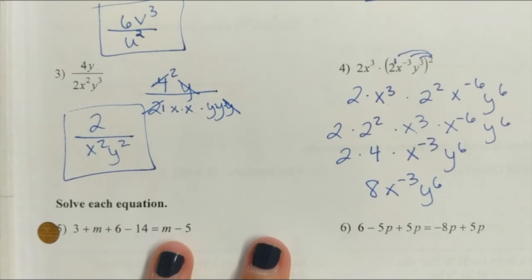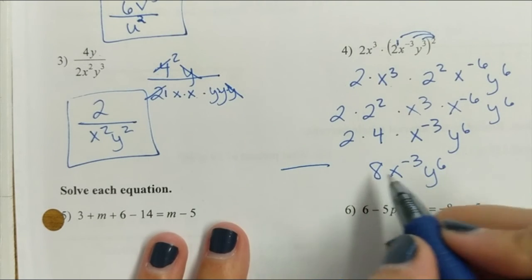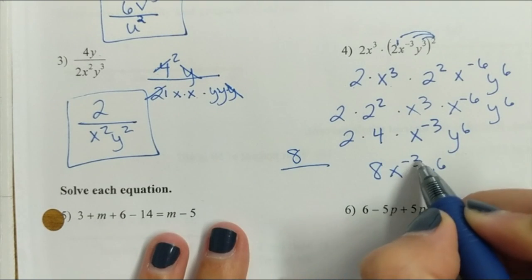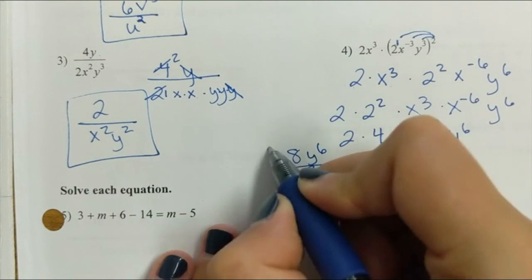This would be my answer if I had positive exponents, but I need to put it as a fraction. And so 8 stays in the top. X to the -3 moves to the bottom and becomes +3. Y to the 6 stays in the top.